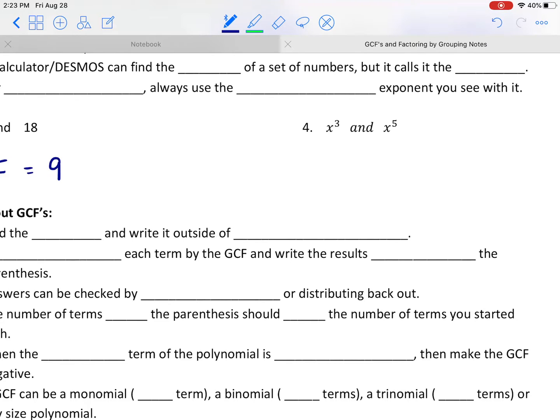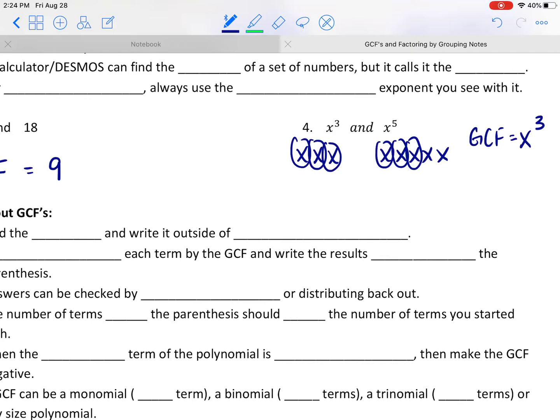Well, if I was to break these down the same way I broke down the 54 and 84, x to the third is really x times x times x, and x to the fifth is really the product of 5 x's there, right? So if I wanted to ask myself what's the same on both lists, they have 3 x's in common. That means that the GCF here has to be x to the third, the product of those common prime factors, okay, x to the third.